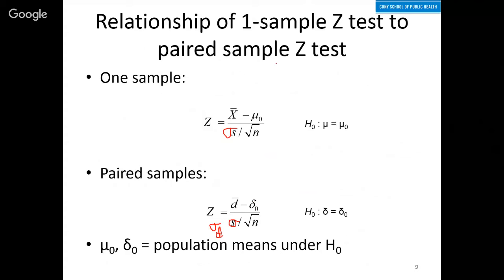Okay. So under the single sample, this was the hypothesized mean under the null hypothesis, and here it is the difference under the null hypothesis. Yeah, that's a delta, and this, I'll call this a sigma underscore d, the standard deviation of the differences. So yes, the delta 0 is the population mean difference under the null hypothesis. And usually that would be 0, so this would just be d bar. Usually your null hypothesis is no difference.